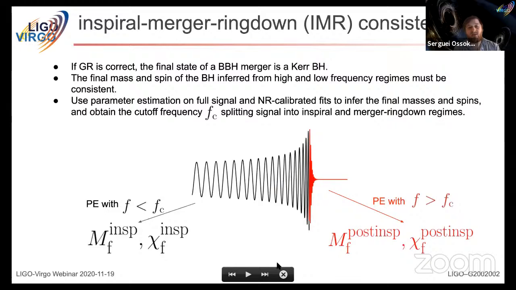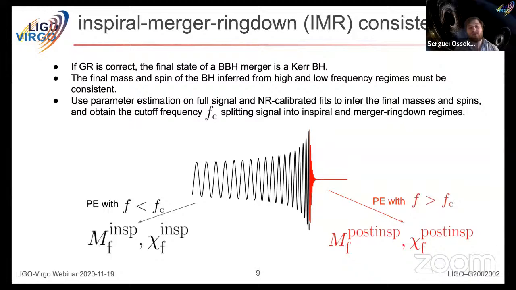The second test I want to describe is the inspiral-merger-ringdown consistency test. If general relativity is correct, then the final state of a binary black hole merger should be a Kerr black hole, which is uniquely specified by its mass and spin. These final mass and spin can be inferred from both the low frequency and high frequency regime of our signal. And the two estimates should be consistent with each other.